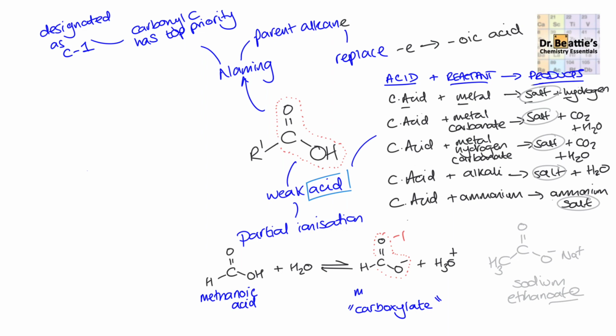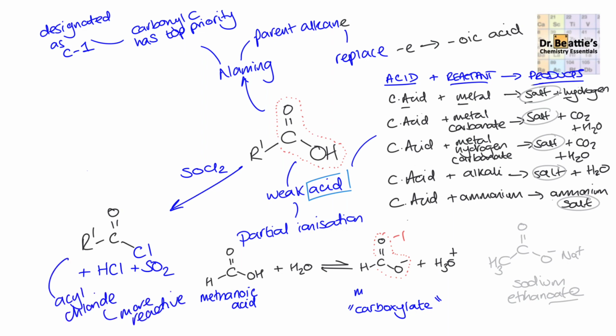Okay, other chemistry that a carboxylic acid can do is it can be changed into an acyl chloride by reaction with thionyl chloride. It's the byproducts of HCl and SO2 that you need to remember. You don't need to know the mechanism for this. We've just switched this hydroxyl group for a chlorine. And then this here, as we'll see in the video on esterification, is more reactive than a carboxylic acid. And therefore, that allows the esterification to happen more easily.